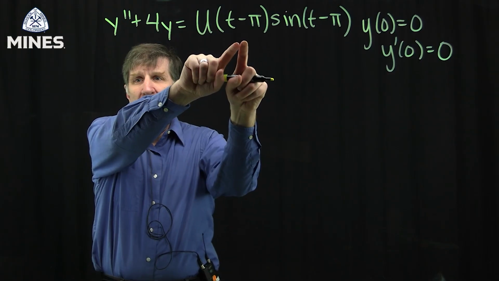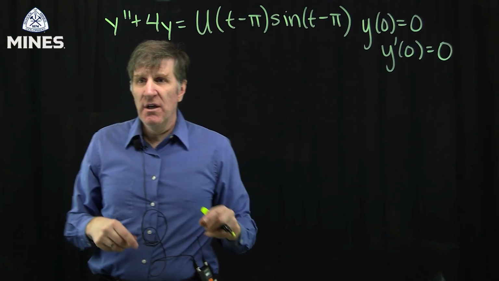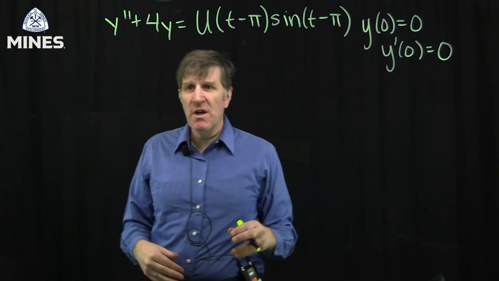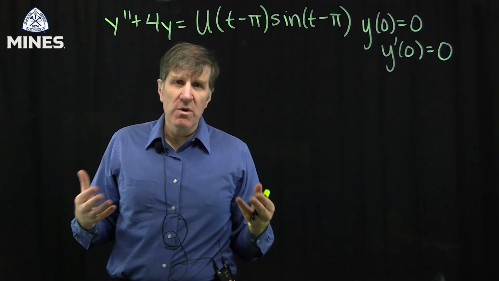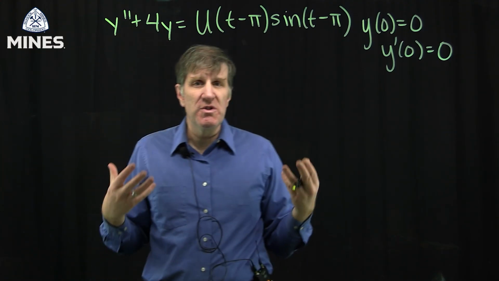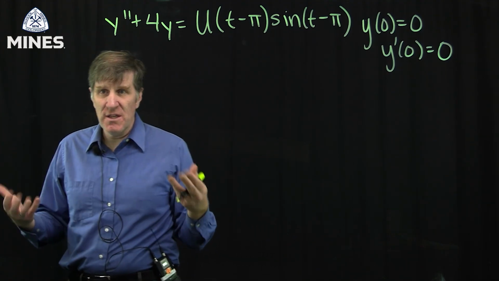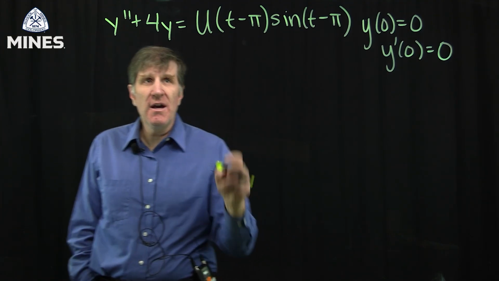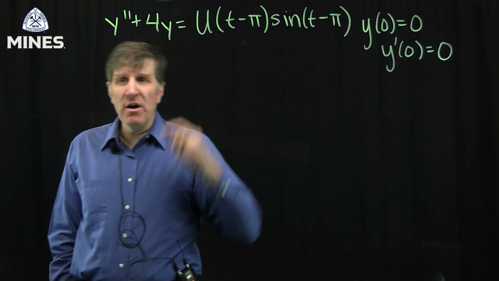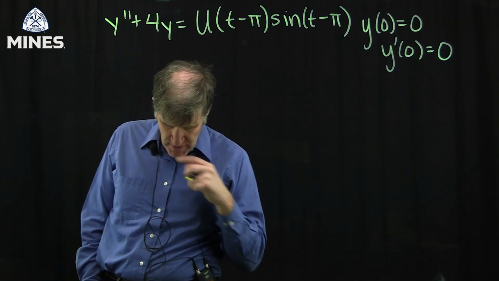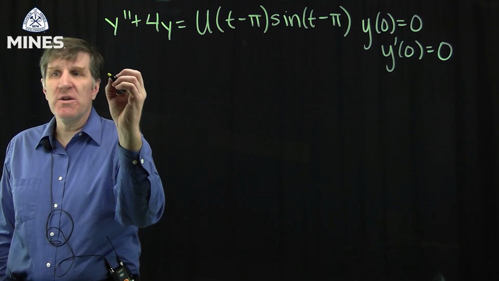But at time pi, we're turning on some forcing. At time pi, some forcing term is kicking in. So we're going to solve this with Laplace transform techniques, and what we should see is something happens at time pi in our solution, right? We should see that something turns on at that time, because at that time, we're hitting our system with some energy, with some forcing. So let's go ahead and take the Laplace transform on both sides.